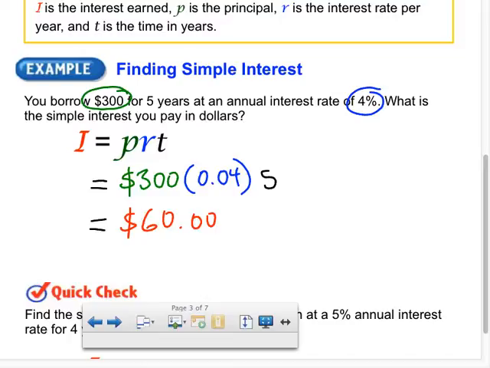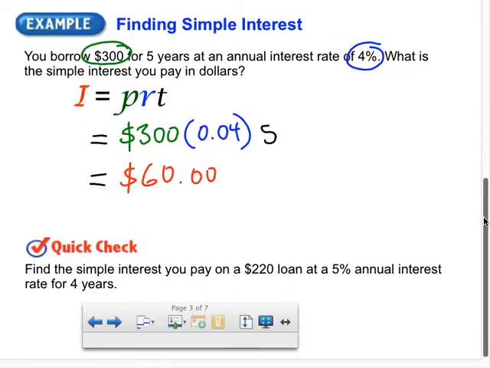I have said this before. You guys remember this in the past? Make sure you're using the appropriate number of place values. Okay, so pretty easy. So here's what this says: if you borrow $300, by the time you pay it back in 5 years, you'll have paid how much? $360 back to the bank. So do you see how the bank makes money by charging you a little bit more than what you borrow? Does that make sense?